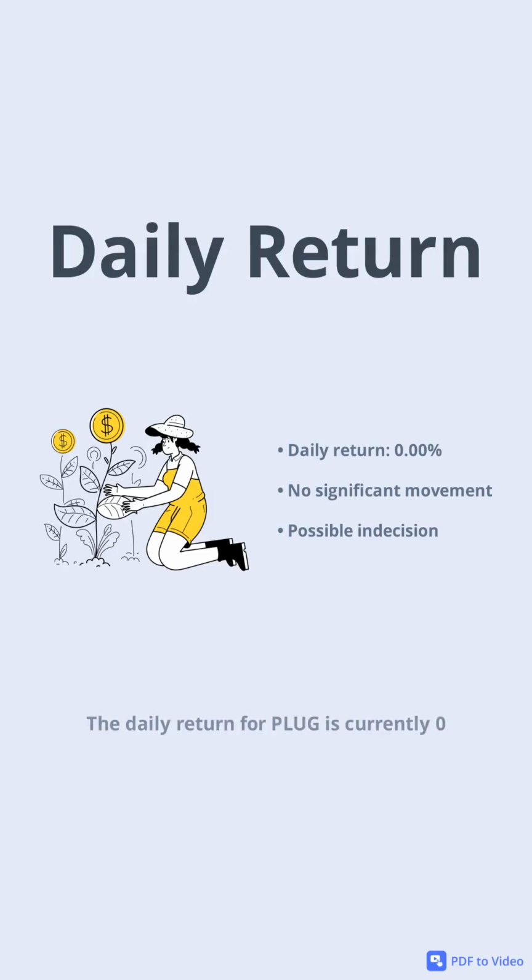The daily return for Plug is currently 0%. This means there has been no significant price movement on the most recent trading day. While this can sometimes indicate stability, it may also reflect a lack of interest or indecision among traders.